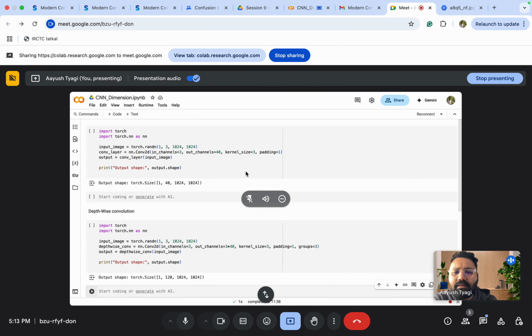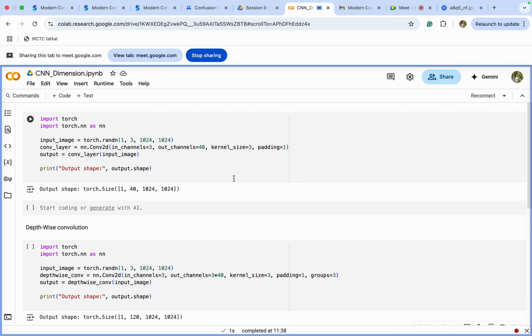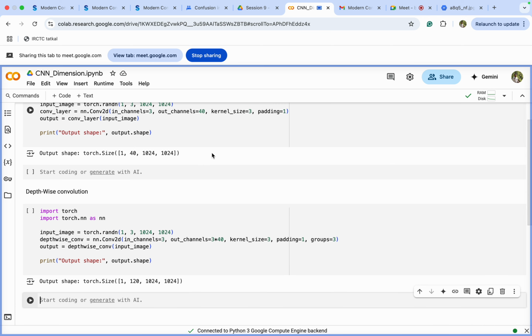I'll just show you. I just created a notebook for you. I just wanted to show you what the parameters are. Suppose you have an image which is 1024 cross 1024 cross 3. In the normal convolution, if you have output channels equal to 40, you're basically doing 40 such convolutions. Kernel size is 3, so the kernel is 3 cross 3 cross what should be the input size of the kernel. The input channel is 3 here, so the kernel is 3 cross 3 cross 3, and you get an output of 1 cross 40 cross 1024 cross 1024.